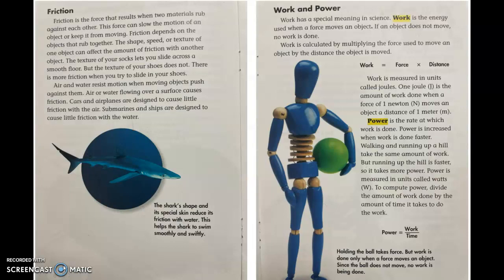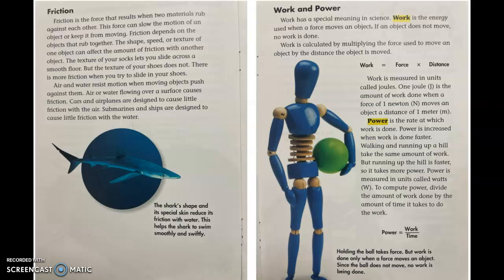Friction. Friction is the force that results when two materials rub against each other. This force can slow the motion of an object or keep it from moving. Friction depends on the objects that rub together. The shape, speed, or texture of one object can affect the amount of friction with another object. The texture of your socks lets you slide across a smooth floor, but the texture of your shoes does not. There is more friction when you try to slide in your shoes.